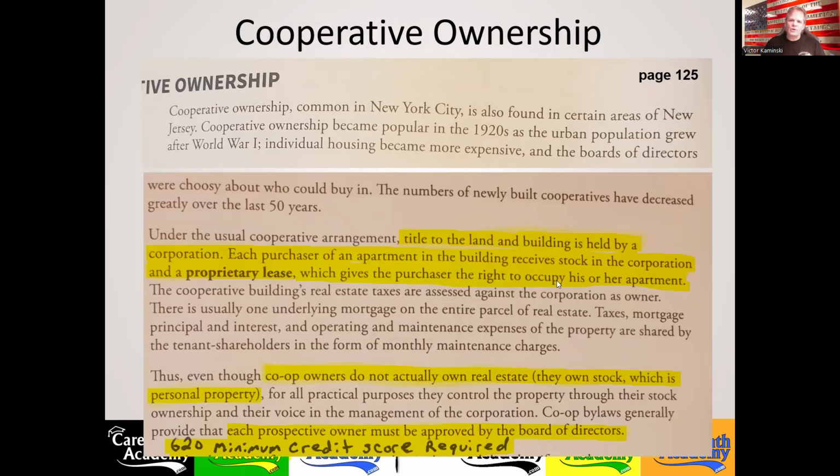But do you own real estate when you own a co-op? No. You own stock in a corporation that owns the real estate, and they give you a custom lease that allows you to occupy the apartment that you live in. So that being said, can we as real estate agents prepare contracts for the purchase of co-ops? No, we can't, because it's stock.